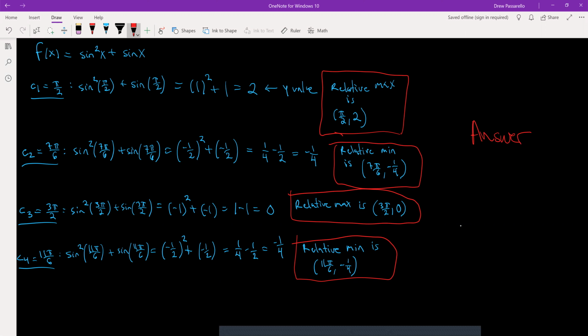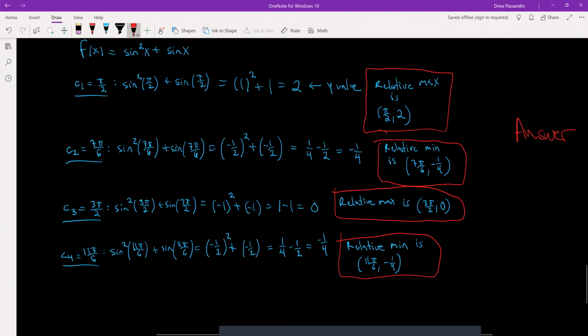All right, and that's the supporting work that I showed. So if you want to pause the video, you can and write down that work. I just didn't want to spend a lot of time. It's just plugging in the value into the function and getting its output. All right, so that is it for this section. The next section is going to be 3.4.